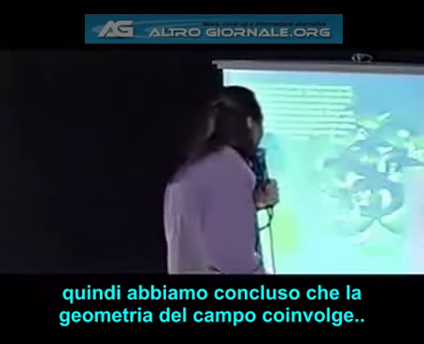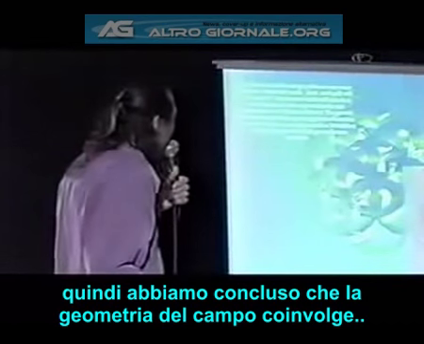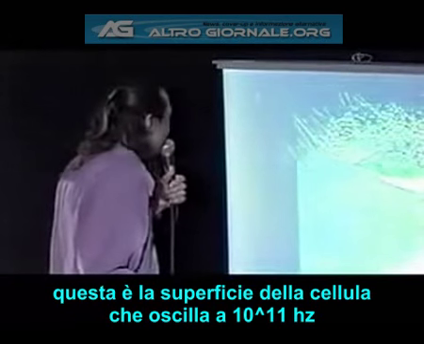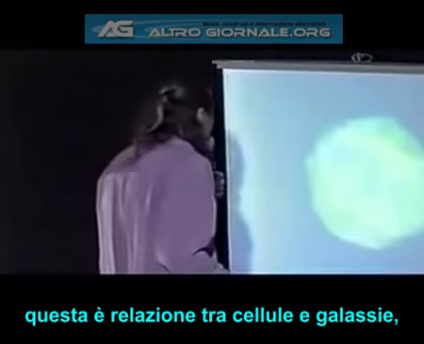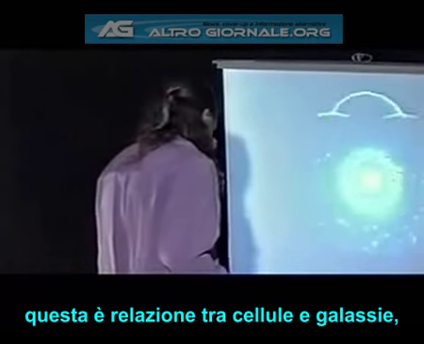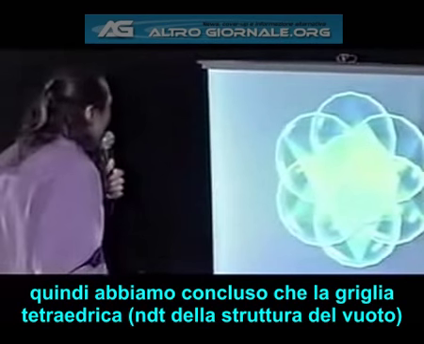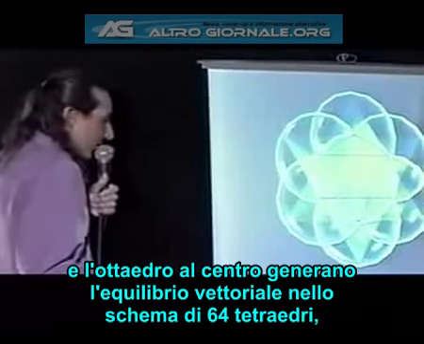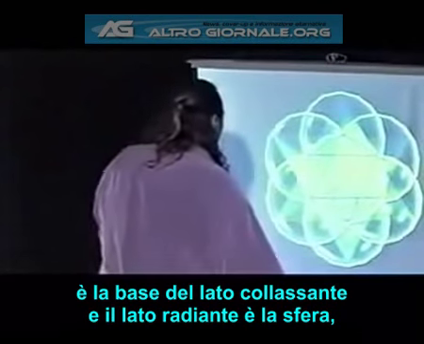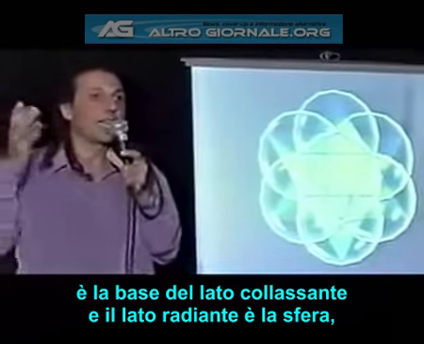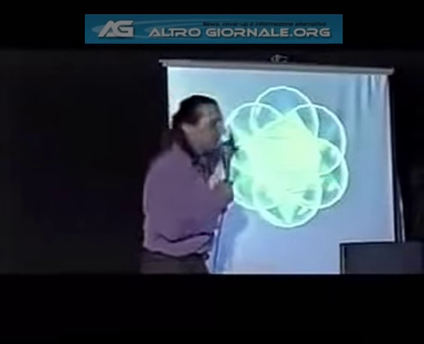So we had concluded that the geometry of the field involved the surface of the cell that is oscillating at 10 to the 11 hertz. I'm showing the relationship between cells and galaxies. So we had concluded that the tetrahedron grid and the octahedron at the center generating the vector equilibrium in the 64 tetrahedron pattern is the foundation of the collapsing side, and that the radiative side that results is the sphere.